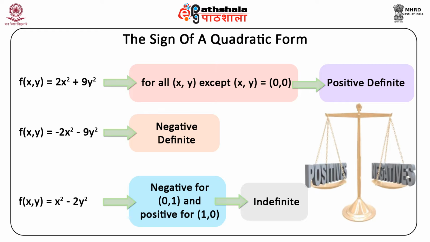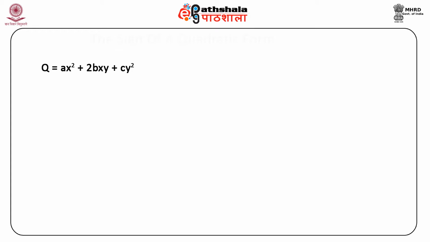The sign of all quadratic forms is not that obvious. For instance, consider 2x square minus 4xy plus y square, or say 3x square minus 25xy minus y square. Just by looking at the function, it will not be possible to tell the sign. If we can convert the given quadratic form into an expression such that the variables appear only in some squares, the definiteness of the sign will become evident. Consider Q is equal to ax square plus 2bxy plus cy square.